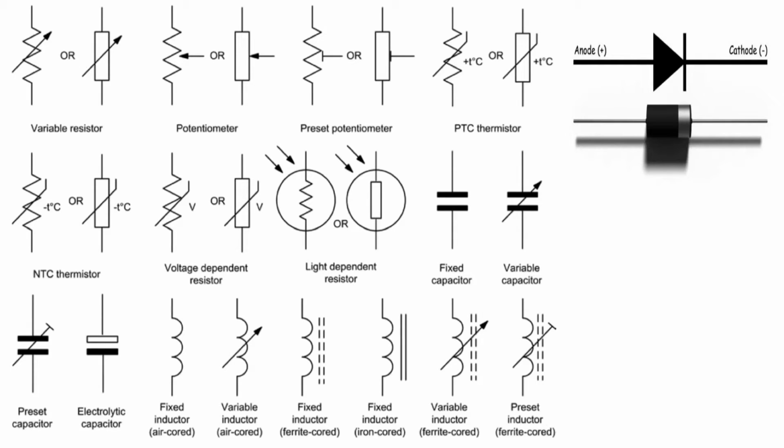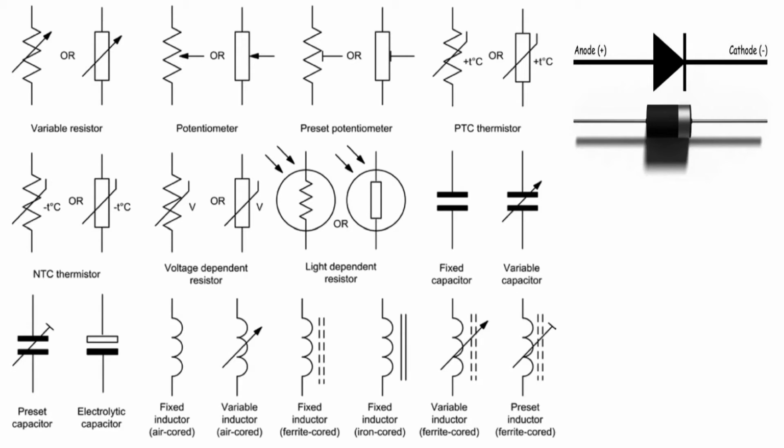Let's now explore other basic electrical components that we will need to use in order to build electrical circuits. The first two symbols you see are the symbol for a variable resistor and potentiometer. As we've seen in the previous video, the potentiometer has 3 terminals. These 3 terminals are seen in the potentiometer symbol, but not in the variable resistor. If the variable resistor has 2 terminals, then it's just a rheostat. A preset potentiometer is just a potentiometer with a preset value that can still be changed.